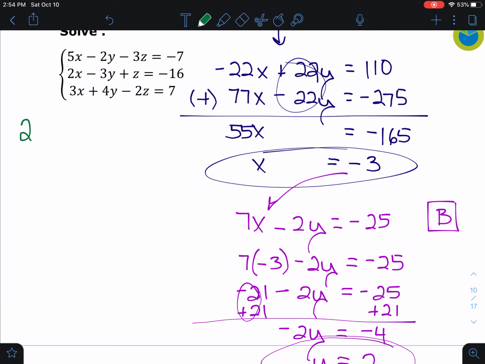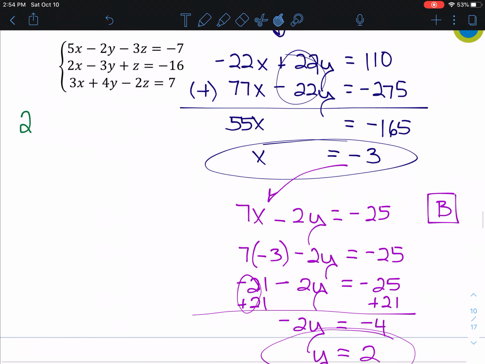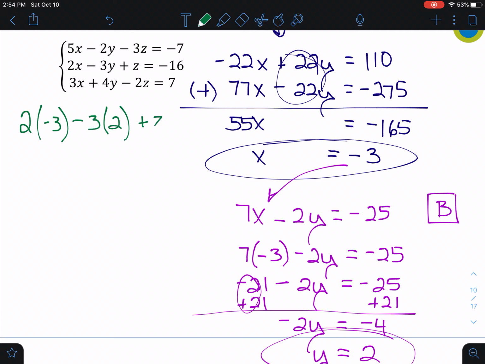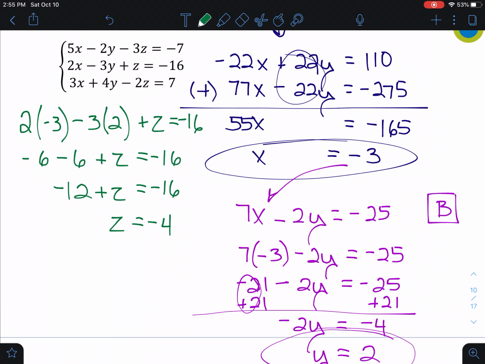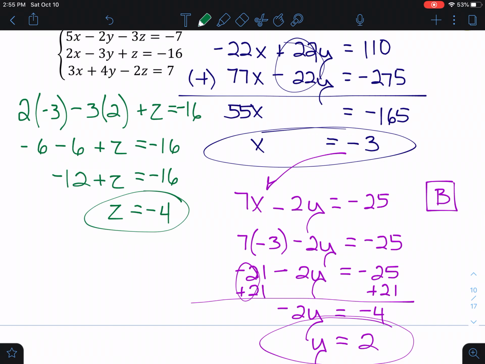2 times x. Okay, and x is now, we know it's negative 3, minus 3 times y, which we found out was 2, plus z equals negative 16. Okay, so I have negative 6 minus 6 plus z equals negative 16. Keep going here. Add 12 now to both sides. We get negative 4. Okay, so now I have all three of my variables.